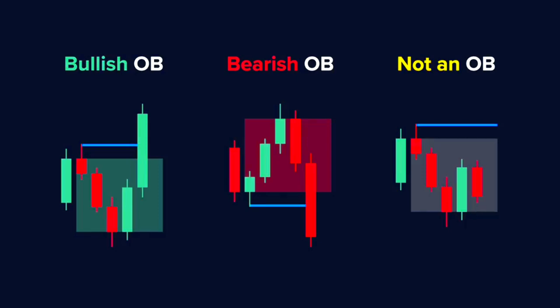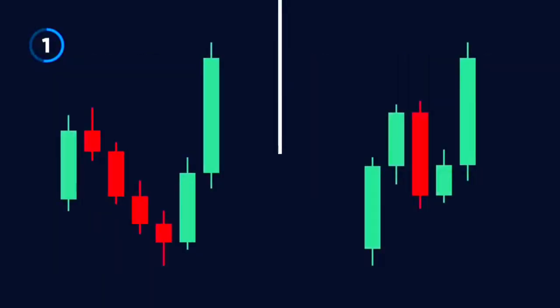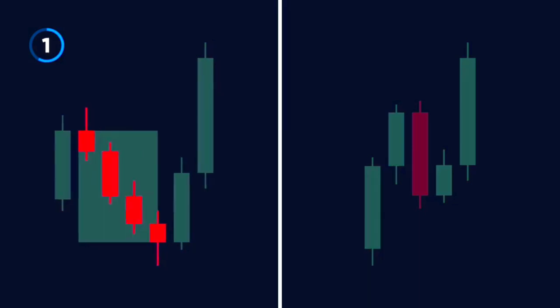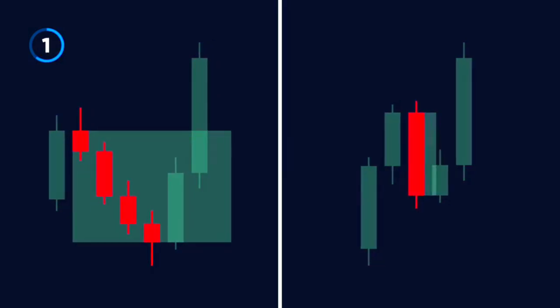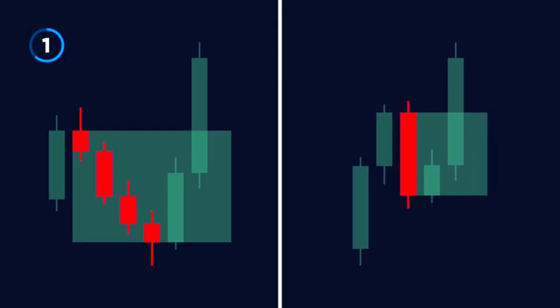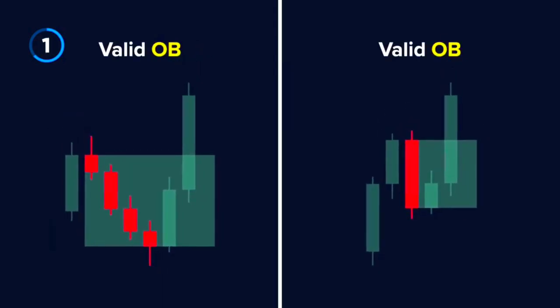The first thing to understand is that there isn't a specific number of candles that can make up an order block. So to give an example for this, here on the left, we have an order block that is made up of 4 candles, and then on the right side, we have another order block that consists of just one single candle. Both of these are valid order blocks, and this is because it doesn't matter how long it takes for an order block to be created. The only variable that changes from the different number of candles between these 2 bullish order blocks is the time that the sellers were in control for.